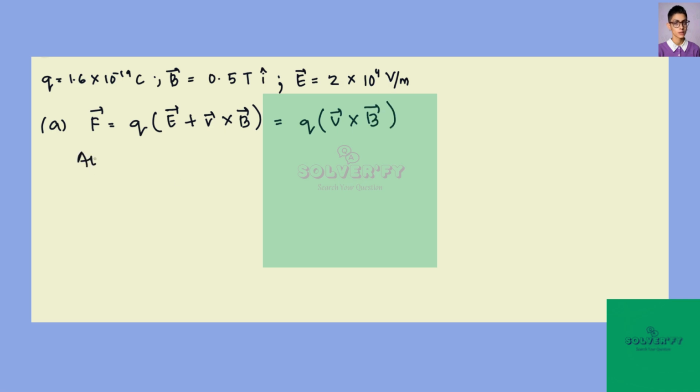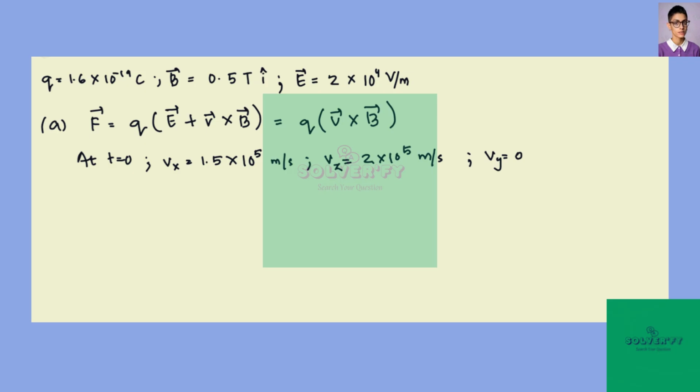Now at t equals 0, we are given the velocity components. So Vx is equal to 1.5 times 10 to the power 5 meter per second, Vz equal to 2 times 10 to the power 5 meter per second, and Vy is given to be equal to 0.